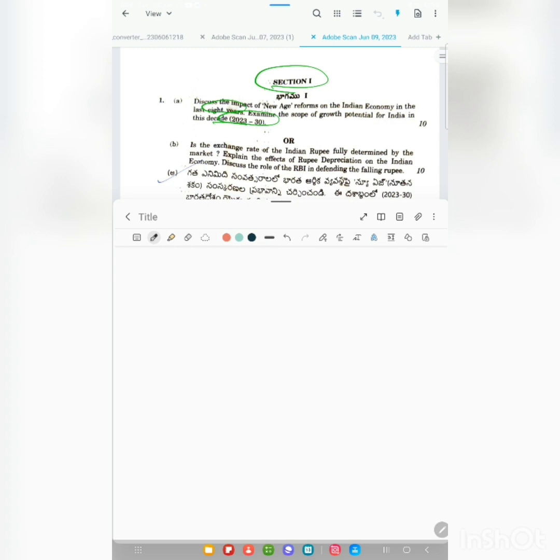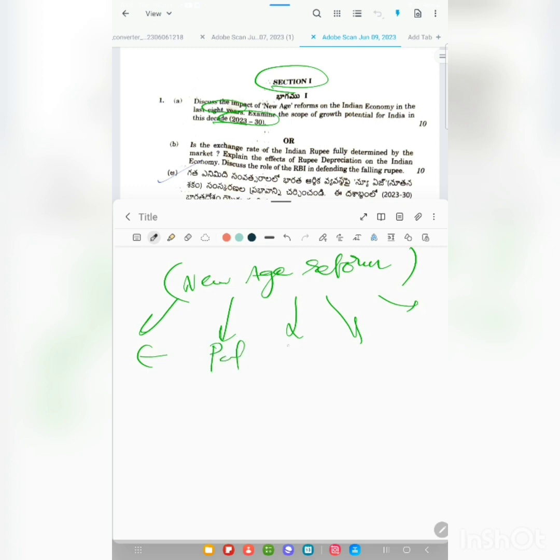If I start writing this, I might take more than 15 to 18 minutes to complete this answer, because first I need to define what new age reforms are and define its scope. I have to talk about economic, political, technological, social, education, health, and various other aspects, in the last 8 years. It's a very broad question, so I immediately thought I will not choose it.